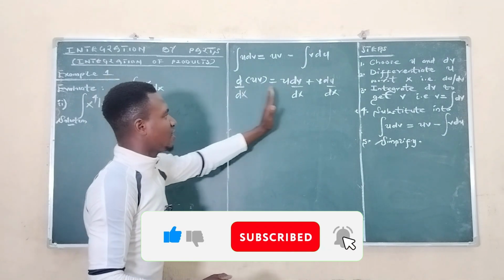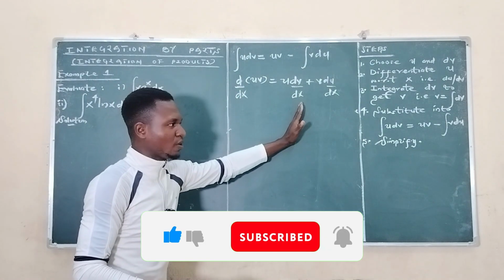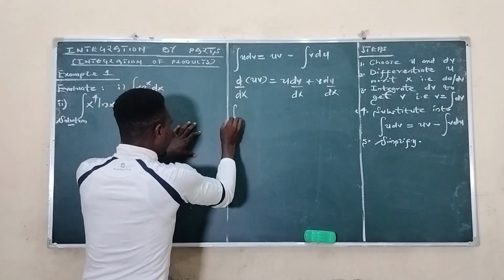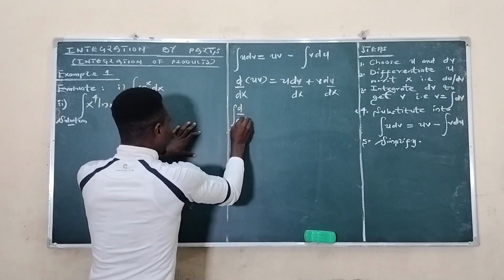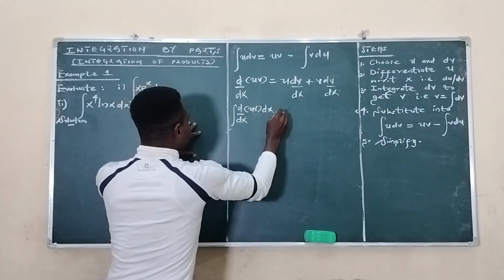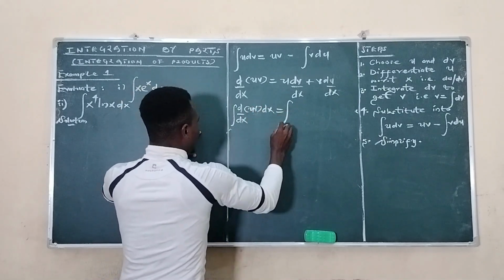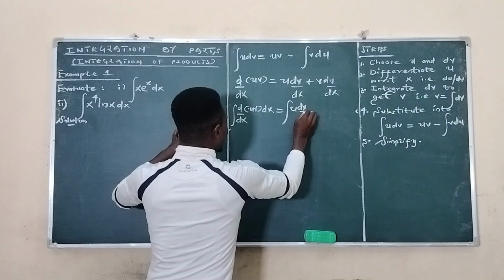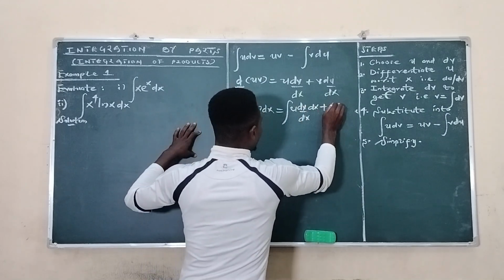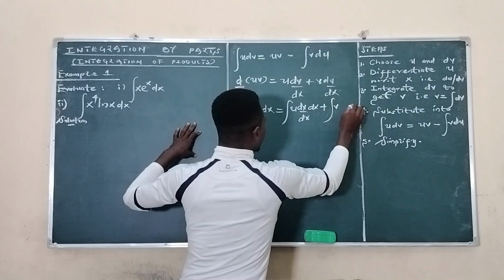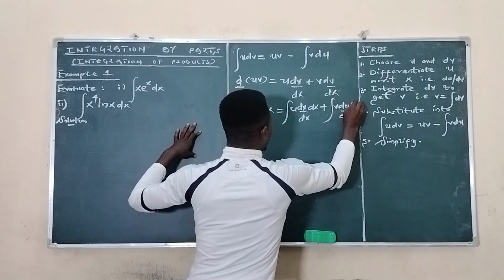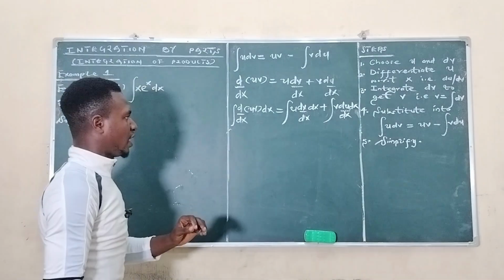So with this now, what do we do at this instance? We can integrate both sides of this equation. If we integrate both sides of this equation, we have the integral of d/dx of uv with respect to x is equal to the integral of u dv/dx with respect to x plus the integral of v du/dx with respect to x. So this is what we have here.